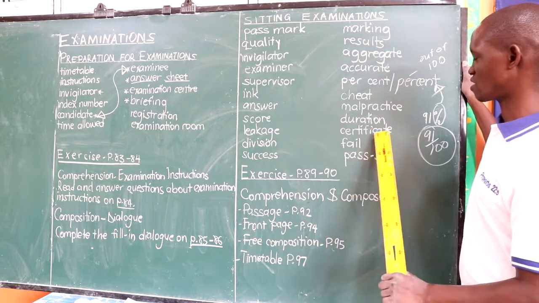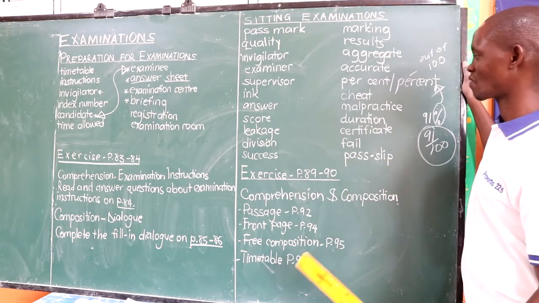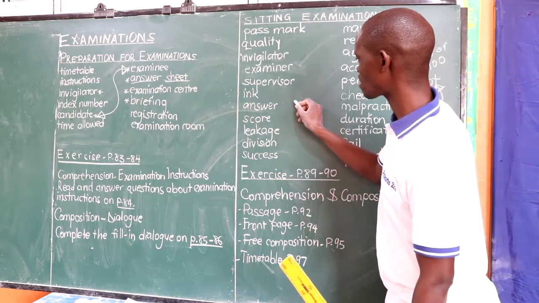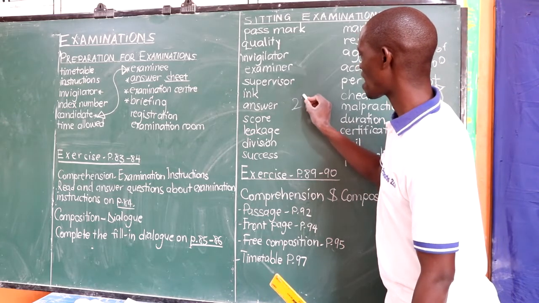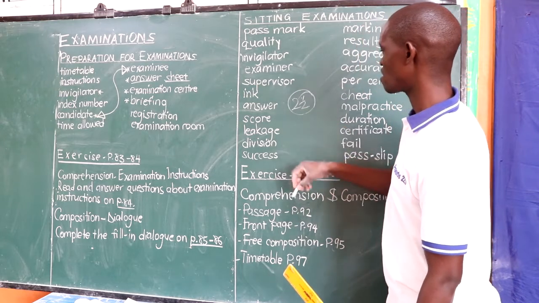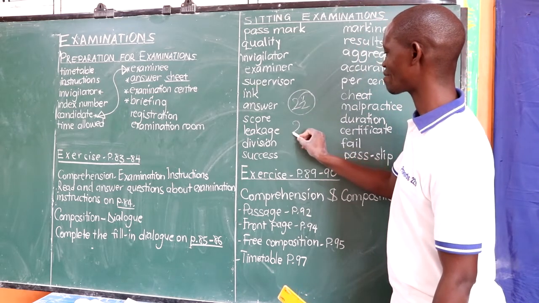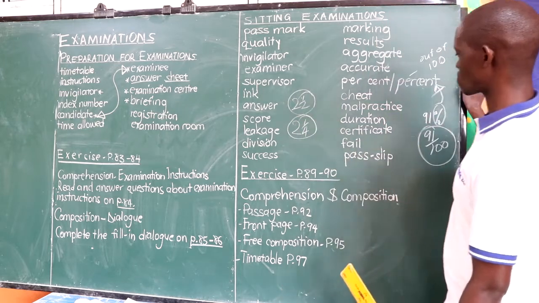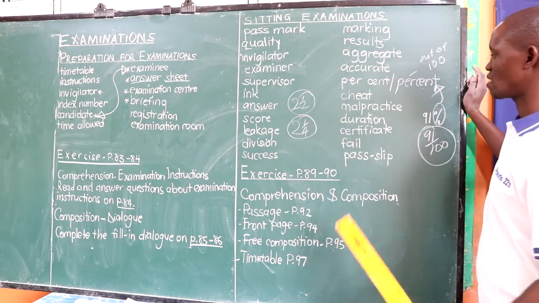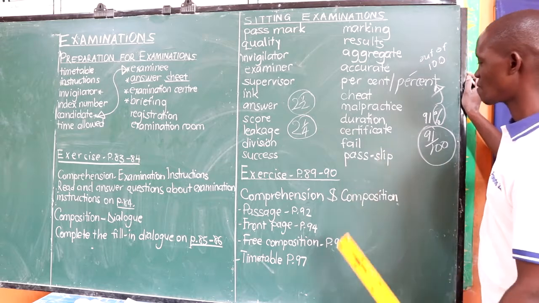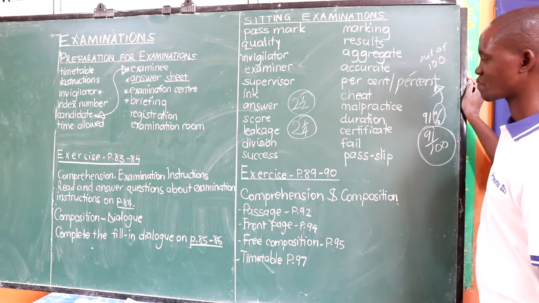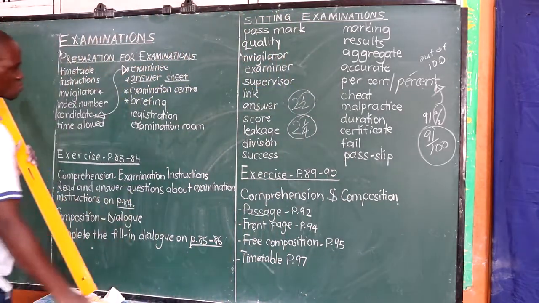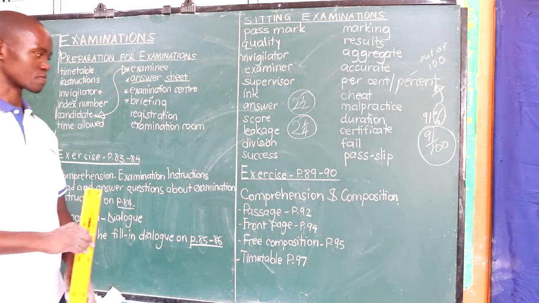Then duration, which is the time taken when you're doing an exam. For example, the duration for a mathematics examination in P7 is 2.5 hours. The duration for an English examination in P7 is 2.25 hours. That's the duration, the time taken when you're doing something. Certificate, fail, then pass, sleep. We have an activity connected to that, and that activity is on pages 89 and 90.